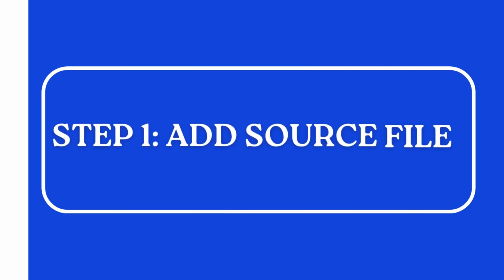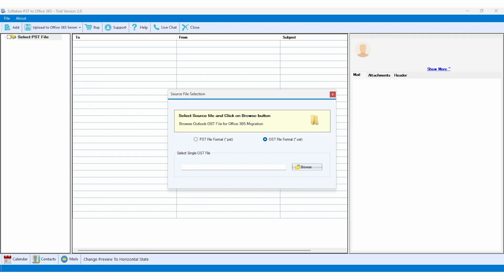Step 1. Add source file. Launch the application and click on the Add button. Here, you have two flexible choices. You can select individual PST or OST files. You can easily browse your folder tree to preview your emails, contacts, and calendar items before moving forward.